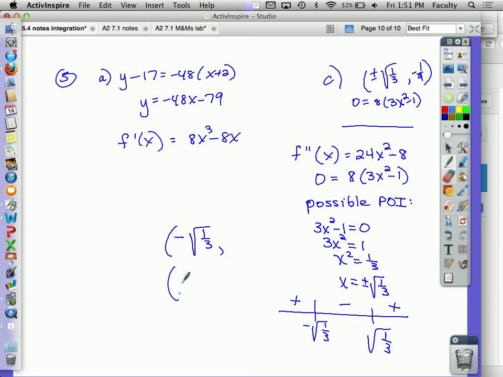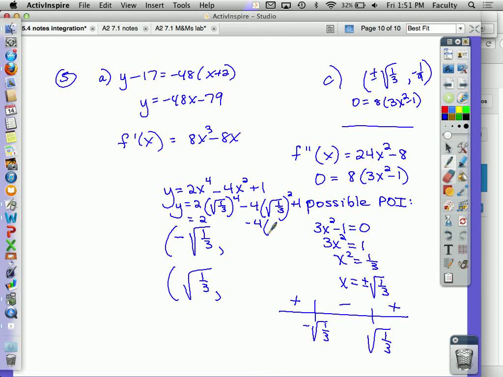And in order to find the y values, you have to go back to y equals 2x to the 4th minus 4x squared plus 1, and you're going to plug it in. The nice thing is it's going to give you the same output. The square root of 1/3 squared is 1/3. So if I take it to the 4th, that's the 1/9 power. So that's 2/9 minus 4/3 plus 1.